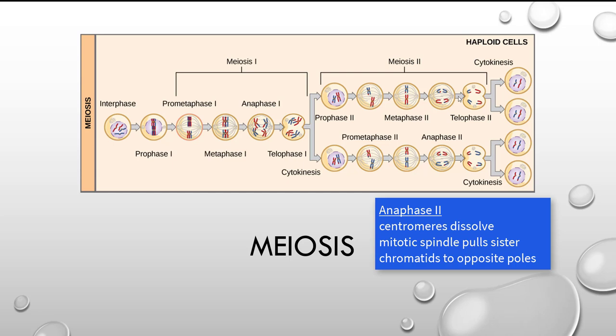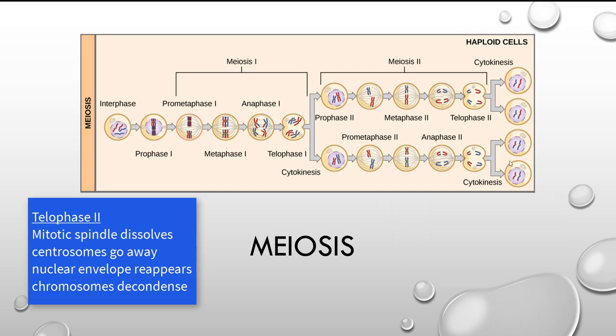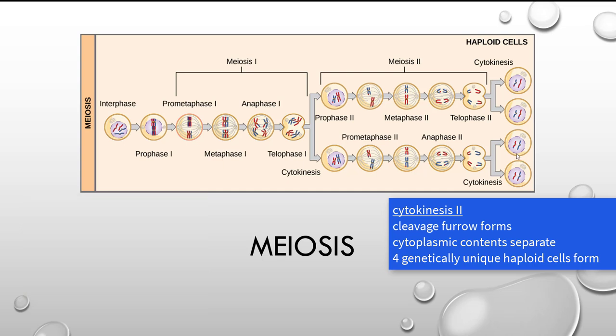And then finally we have telophase part 2, where it's basically the opposite of prophase part 2. So we have the chromosomes at opposite poles. The nuclear envelope starts to form around the DNA, the chromosomes. The centrosomes start to dissolve. The mitotic spindle starts to dissolve, and the chromosomes start to decondense. And then we end up with cytokinesis, cell division. Okay, the cytoplasm divides. All right, so we end up with our haploid cells.